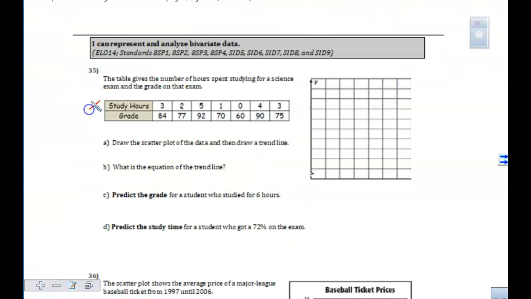Our study hours be X and our grade Y. So Y is the grade. We are going to write grade over here. X is our study hours. So I will definitely need a label on your graphs. Okay? So sometimes those are 2 points that some of you miss.